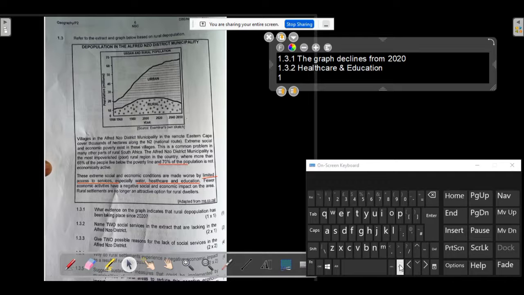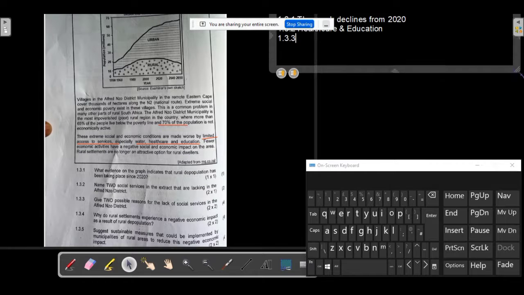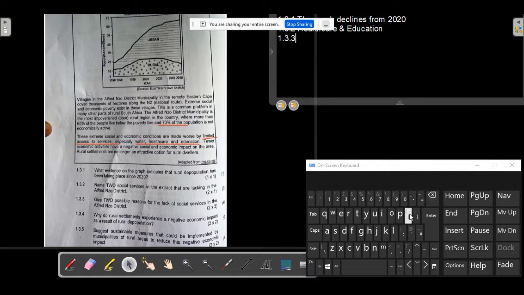Right, let's head on to the next question. 1.3.3 says, give two possible reasons for the lack of social services in the Alfred Nzo district. Two possible reasons. So what could have caused the lack of social services?